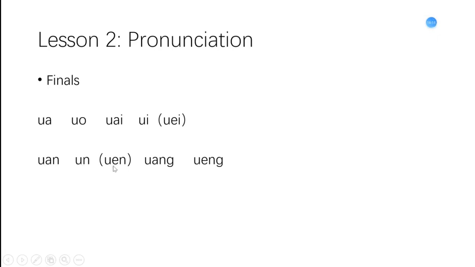So when we write it according to the rules, this letter e is omitted. Okay, un. Okay, next one. U and an, wan, u and n, wan.